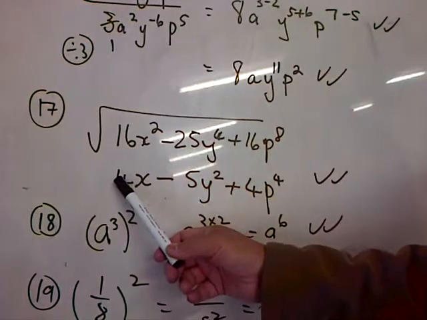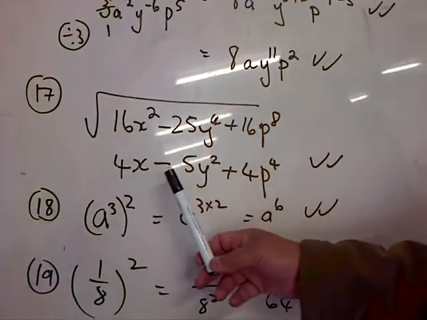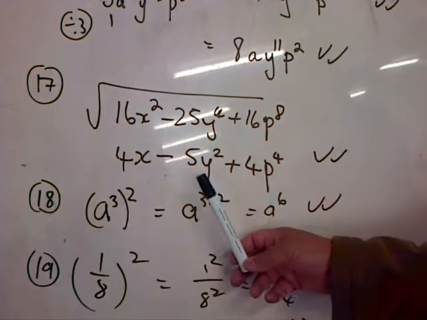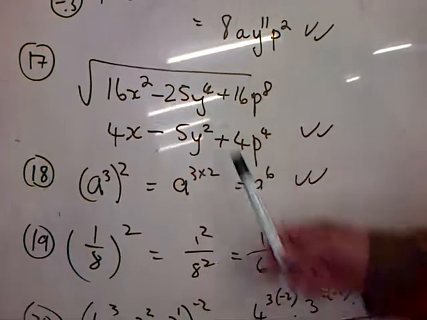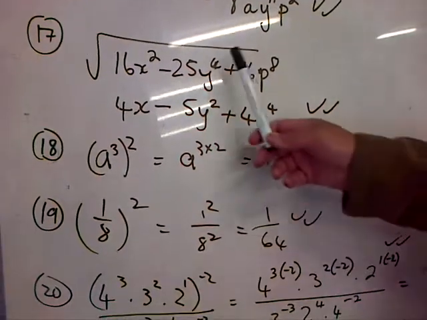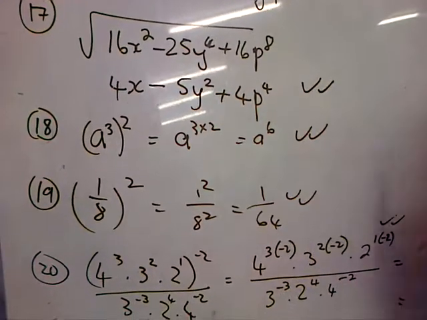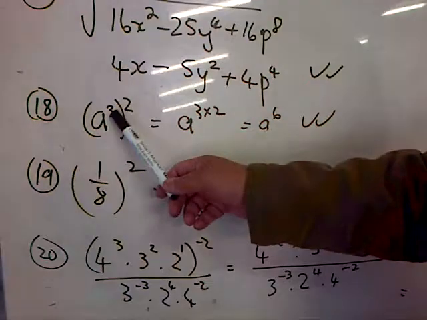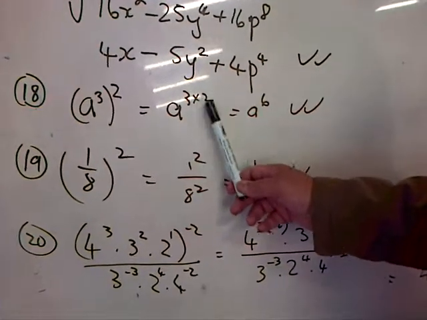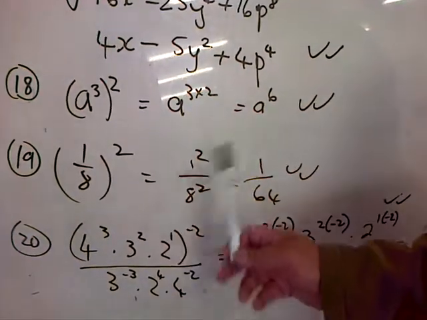You just find 4 times 4 gives you 16. X times x gives you x squared. 5 times 5 gives you 25. Y to the power 2 gives you y to the power 4. If you multiply 4 again and 5, and that's your answer. Here, if you have a bracket, you must multiply the powers. You show it like that, it's 6. 8 to the power 6.